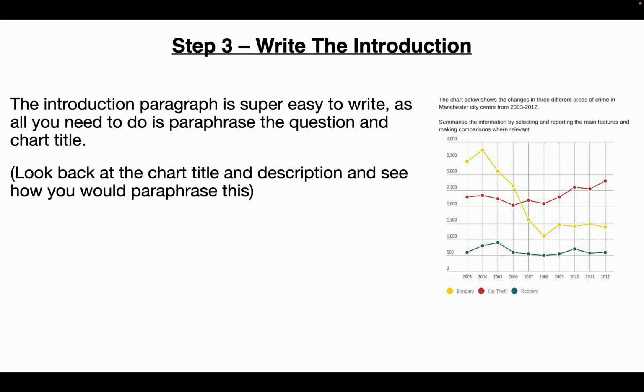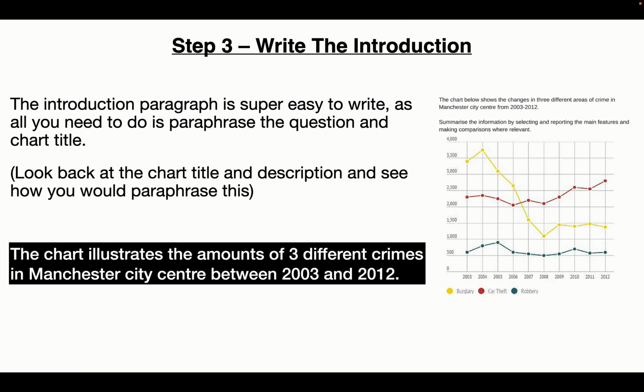So, look at the chart title and description, and how would you paraphrase this? How would you put it in different words? Take a minute and write it out yourself, and then now let's have a look and see what I wrote. The chart illustrates the amount of 3 different crimes in Manchester city centre between 2003 and 2012. As simple as that. That's all we need.